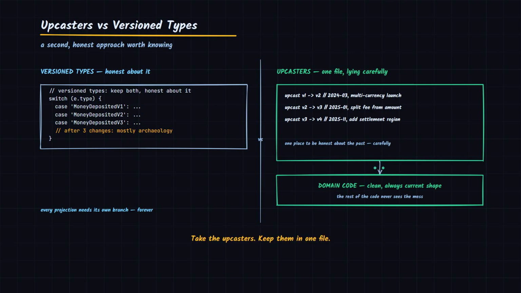I would take the upcasters, and I would keep them in one file, and I would put the date and the reason in a comment on every single one. Because in 3 years, that comment is the only person who remembers. So the past is unchangeable, and we have made our peace with it. Which sets up the single best thing this architecture can do, the thing that makes the whole tax worth paying.